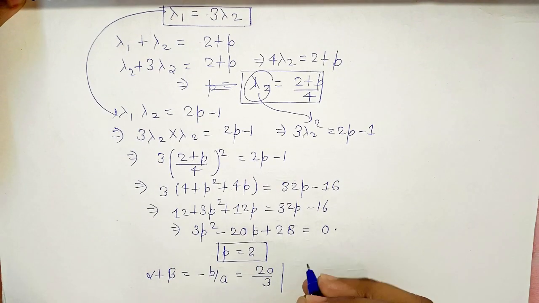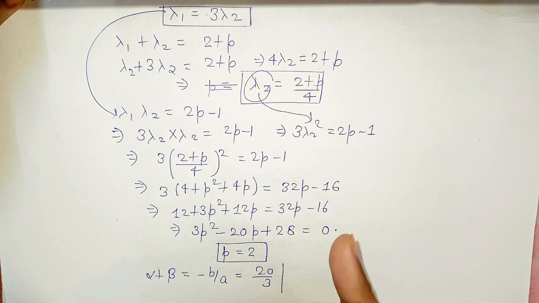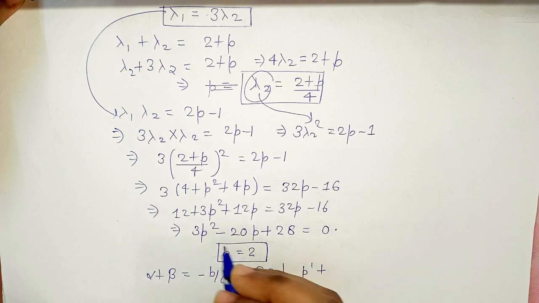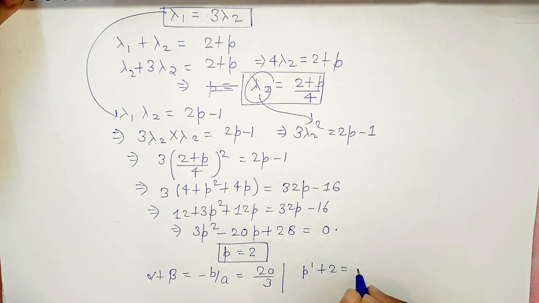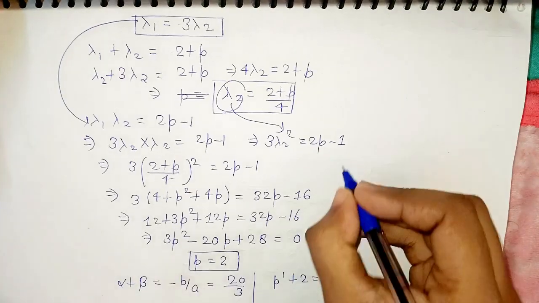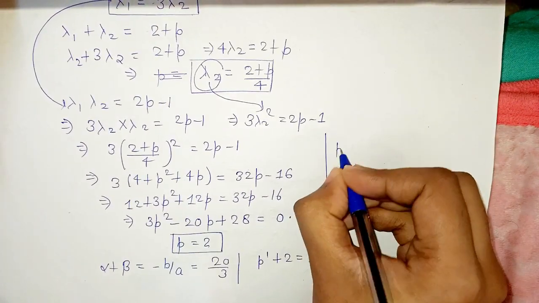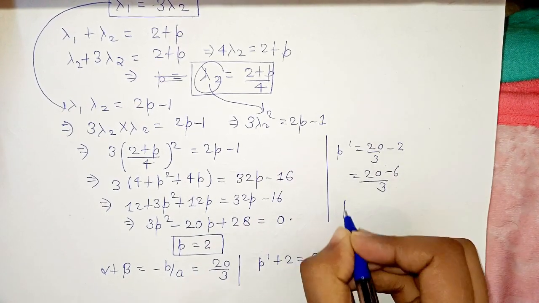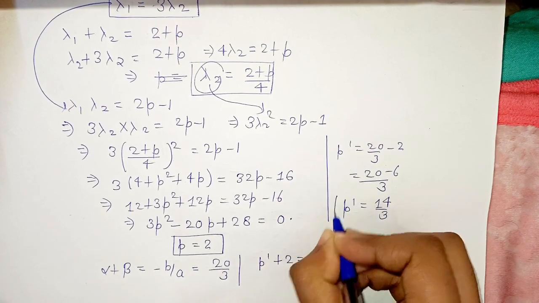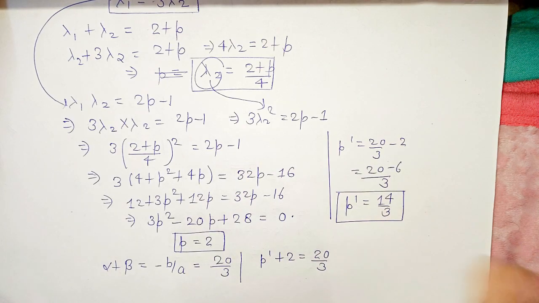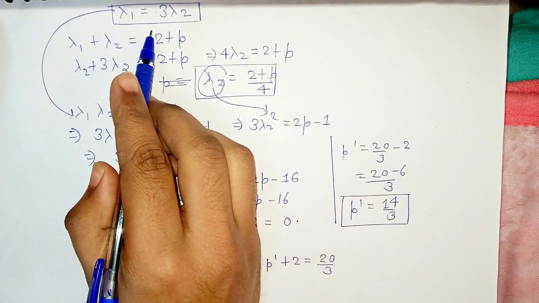So from here, you know that there will be two values of p, say p1 and p2. One value of p is 2. So the other value p dash plus 2 is basically equal to 20 divided by 3. From here you can say that p dash is equal to 20 by 3 minus 2. So it is (20 minus 6) divided by 3. So p dash is equal to 14 by 3. So this is the other value of p for which we have the same ratio of eigenvalues, lambda 1 by lambda 2 equals 3:1.